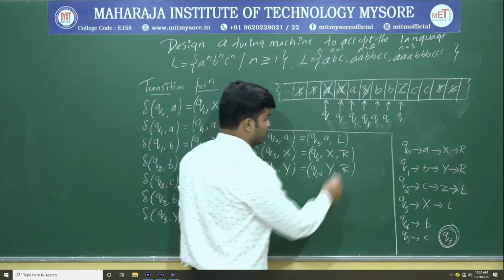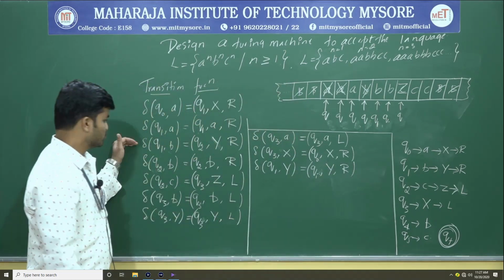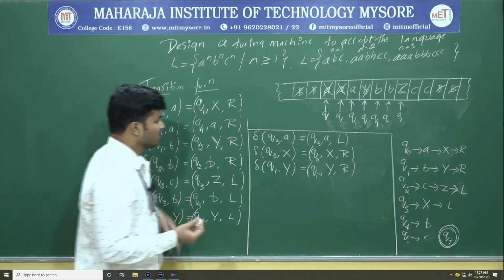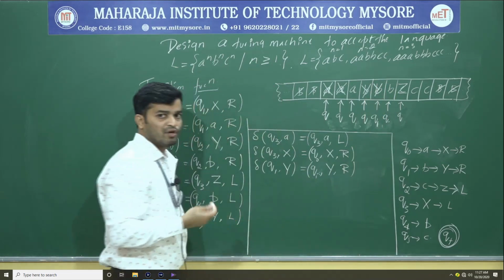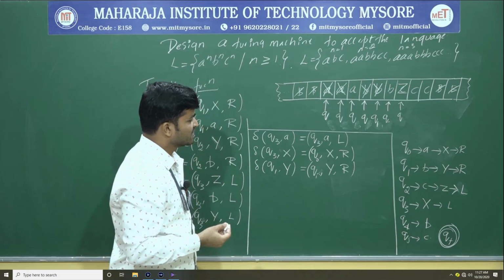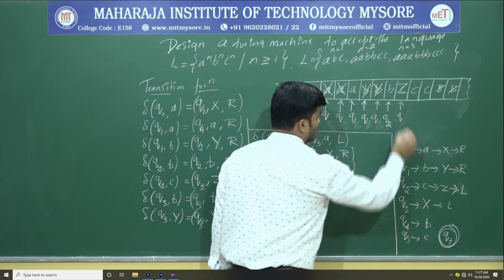So you will maintain that Y as it is and it will move to the right hand side. So Q1 upon B. Q1 upon B is already written. So Q1 we are using to replace B with Y. The meaning is we got the second A as well as the second B. So we will replace that one with Y and we will move to the right hand side by changing state to Q2.